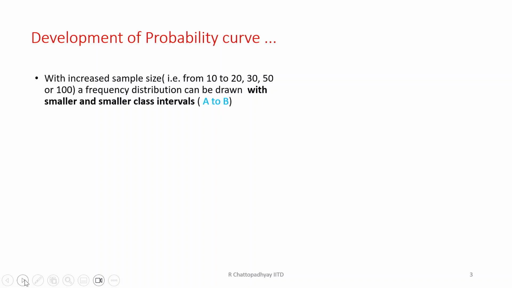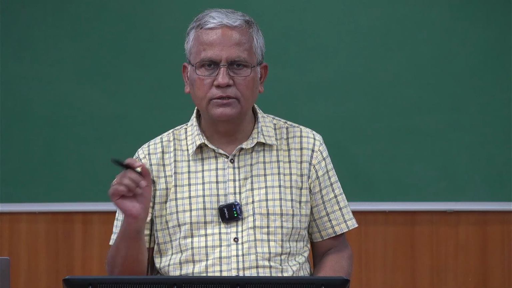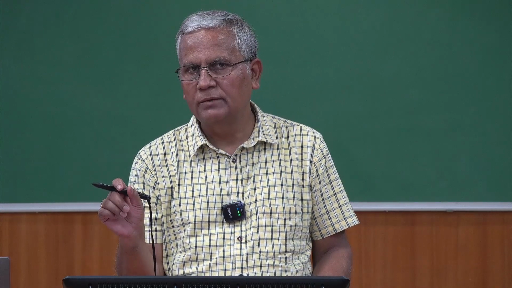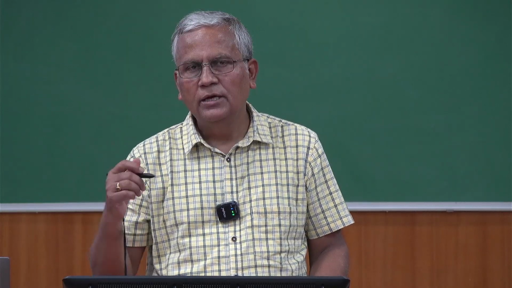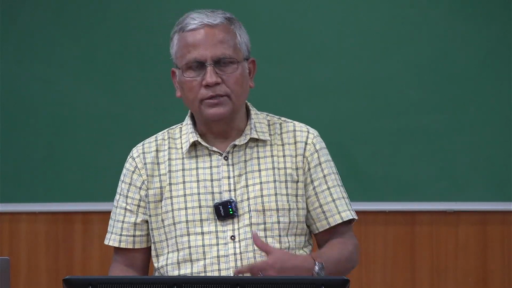Now, if the sample size is large, sample sometimes could be 10, 20, 30, 50, 100. In the example, we have taken a sample size of 50. Suppose we have 100, 200, 300 sample sizes. Then frequency distribution with smaller and smaller class intervals can be drawn. So if you have a large set of data, then the class intervals can be reduced, or the width can be reduced. And in each width, you are likely to get some data. And that will improve the accuracy.